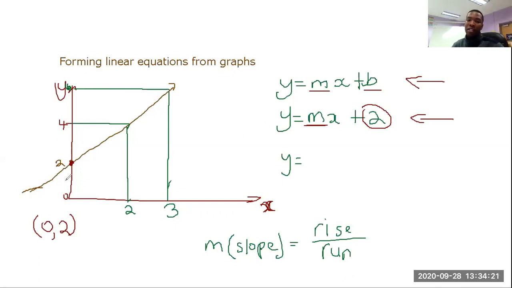So let's look at this. We rise up 2, all right, but we go over 2. And then if I check this one again, I rise up 2. Ooh, this should be 1.